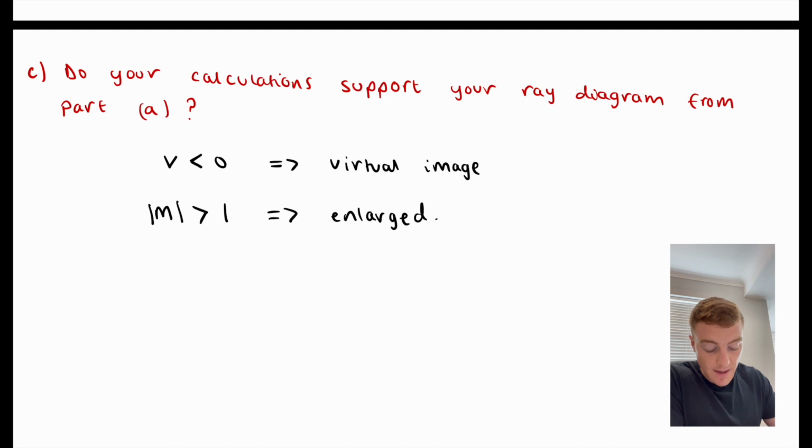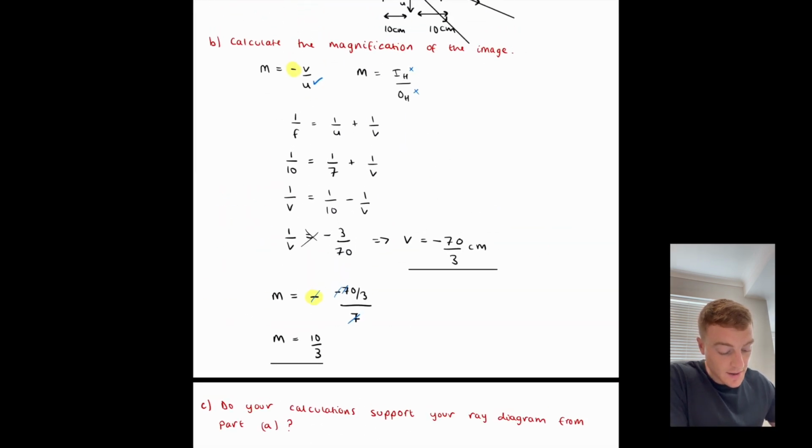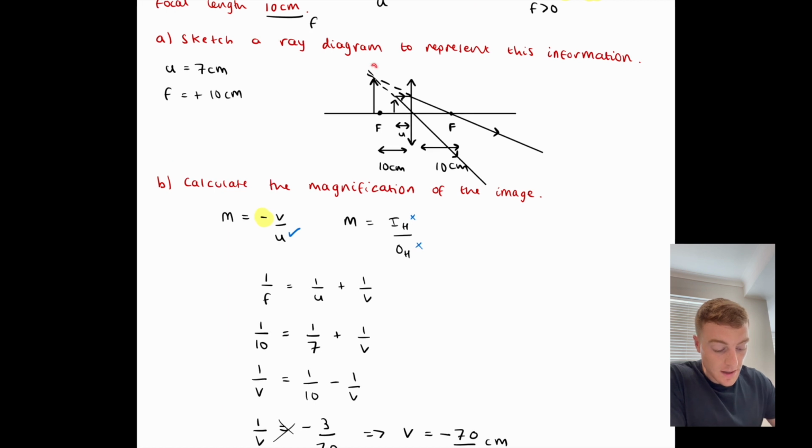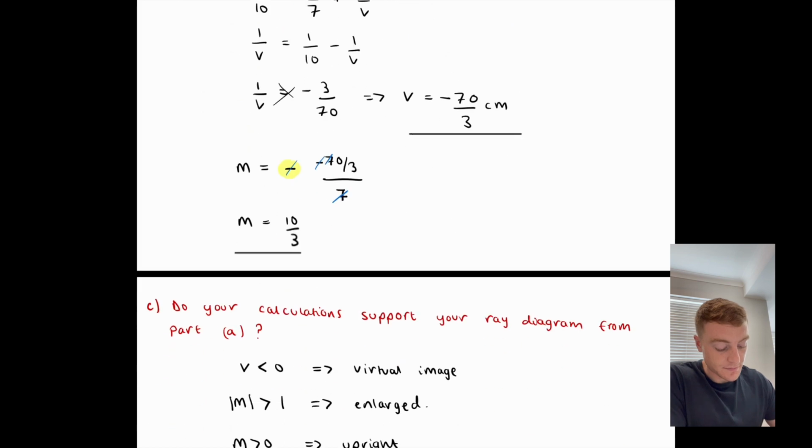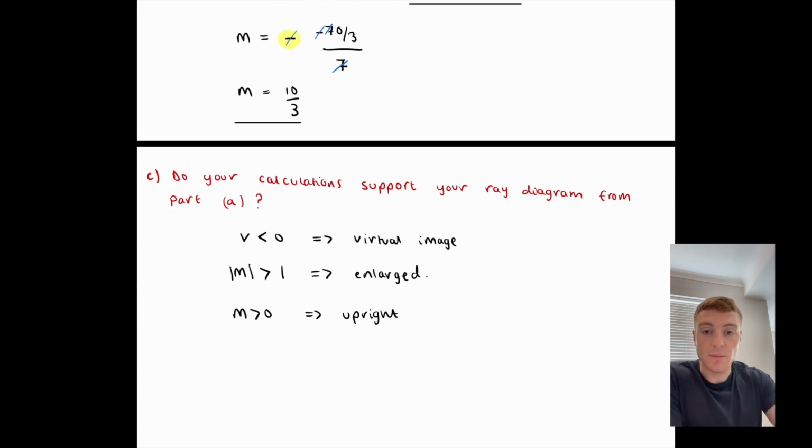Next, I have that my magnification was in fact positive, which implies that the image was upright. Let's look at my ray diagram. We've got an enlarged image that is upright and virtual. So yes, it does agree with my ray diagram from part A.